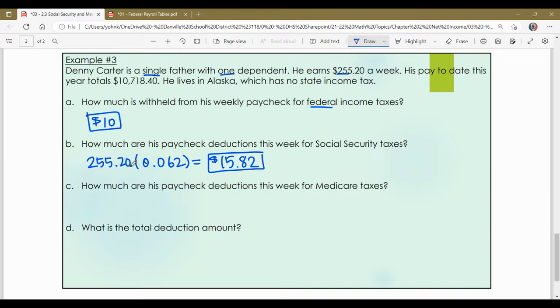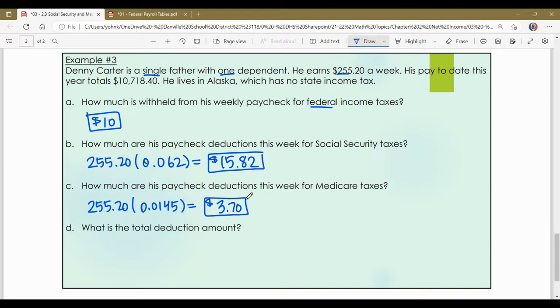All right, Part C, how much are his paycheck deductions this week for Medicare taxes? Well, Medicare is 1.45%. So I need to take my weekly pay, $255.20, and multiply by 1.45% as a decimal. So 0.0145. This is going to give me paycheck deductions of $3.70 this week for Medicare.